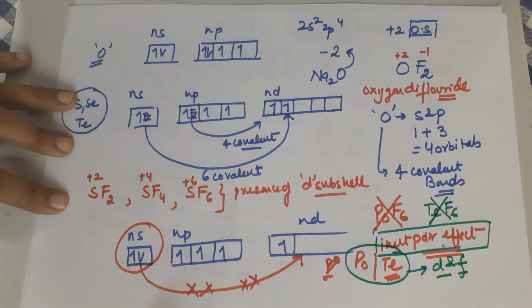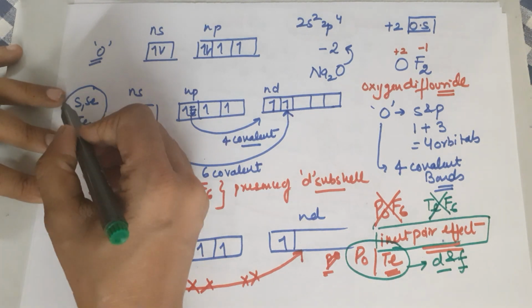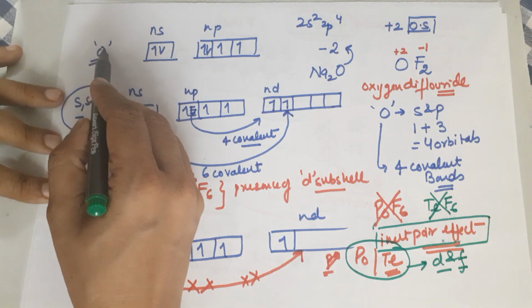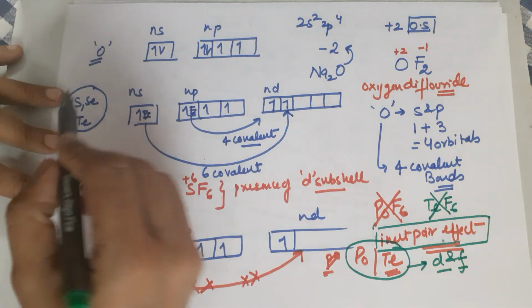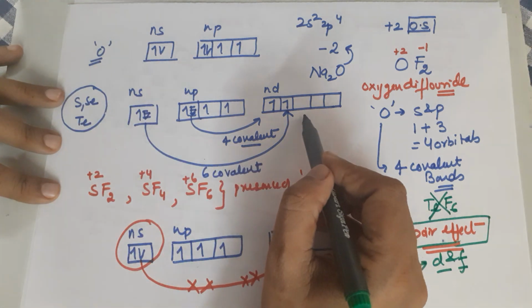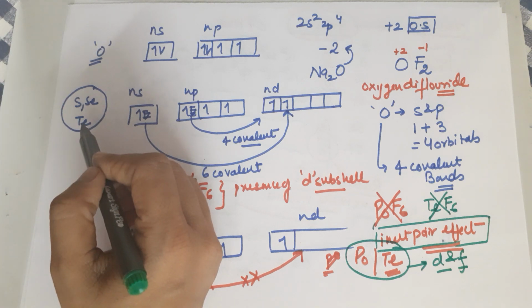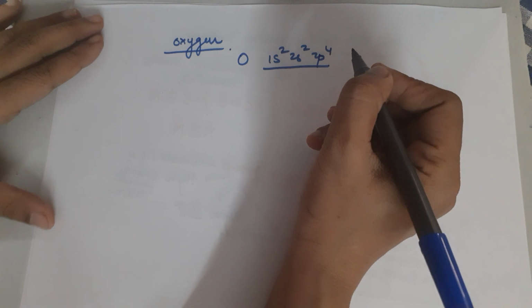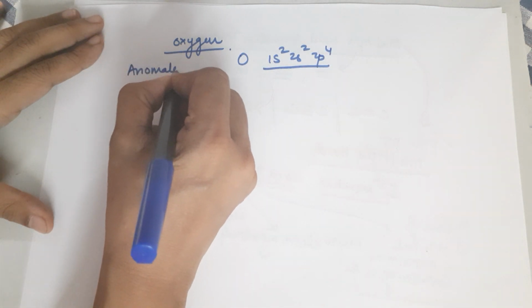So the +6 oxidation state can only be applicable to sulfur and selenium. Oxygen cannot go beyond 4 bonds. Sulfur and selenium can go up to 6 bonds. Tellurium can at maximum make 4 bonds. Talking about the first member in detail, the first member always shows anomalous properties.